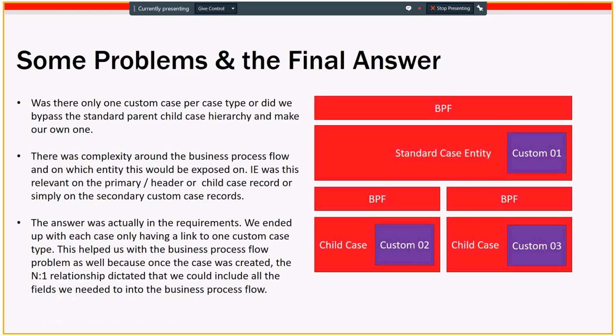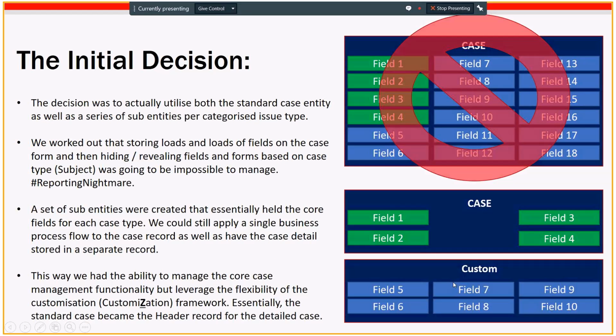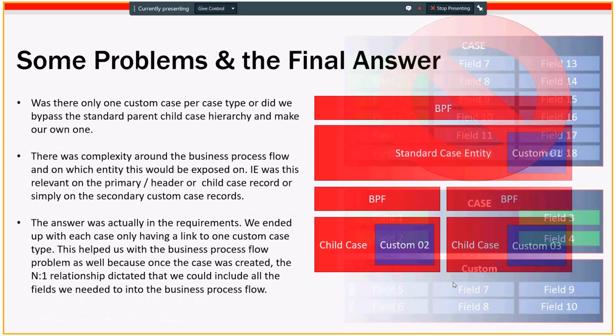We can have the case, but how does it actually work when it comes to managing multiple cases? And what were we going to do to manage the case hierarchy? Because those are two different entities, that did cause a bit of a problem. The other thing was around the business process flows. If you imagine utilizing the standard case entity with a one-to-many relationship to multiple of those custom records, that was also never going to work, because how were we going to expose business process fields across the business process flow?